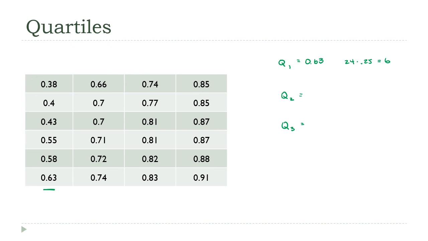And hopefully just from that you've seen that the data falls evenly into quarters. There's 4 columns and they're all full. Q2 will be 0.74 and Q3 will be 0.83. And again, you can do the calculations and confirm that if you like.